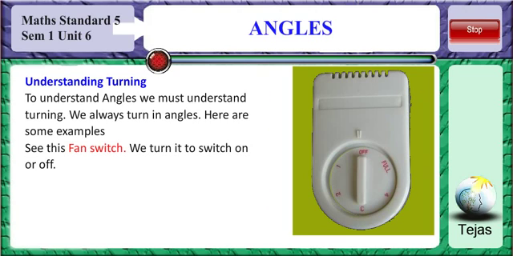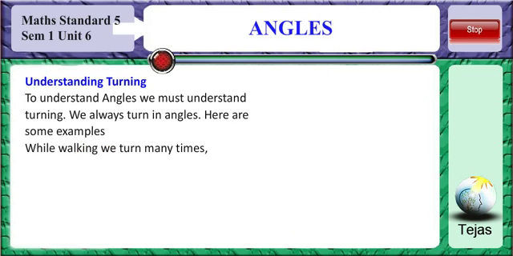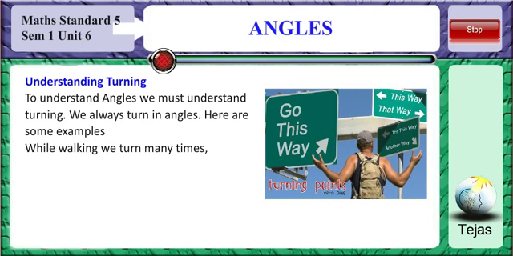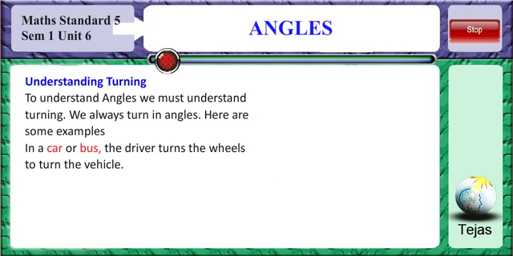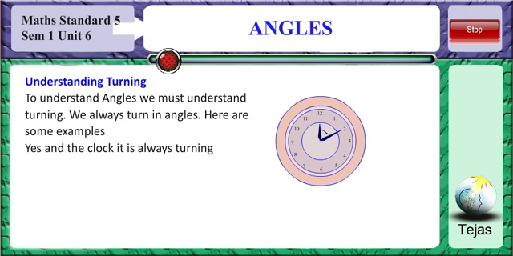Look at the fan regulator. We turn it to switch it on or off and to increase or decrease the speed. While walking, we turn many times. In a car or a bus, the driver turns the steering to turn the vehicle. Yes, and the clock is always turning.